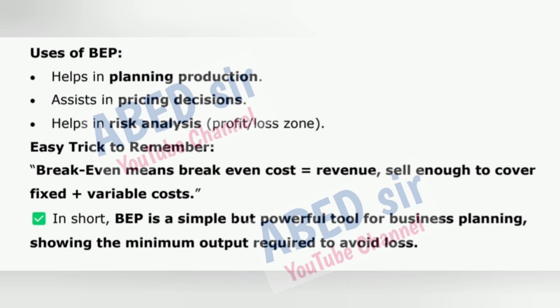Uses of BP. Helps in planning production. Assists in pricing decisions. Helps in risk analysis, profit-loss zone. Easy trick to remember: break-even means cost is equal to revenue; sell enough to cover fixed plus variable costs. In short, BP is a simple but powerful tool for business planning, showing the minimum output required to avoid loss.